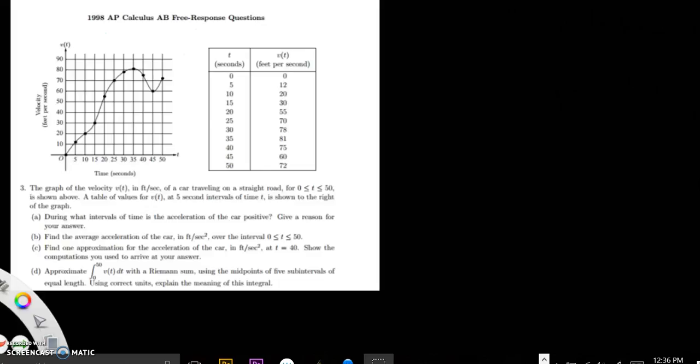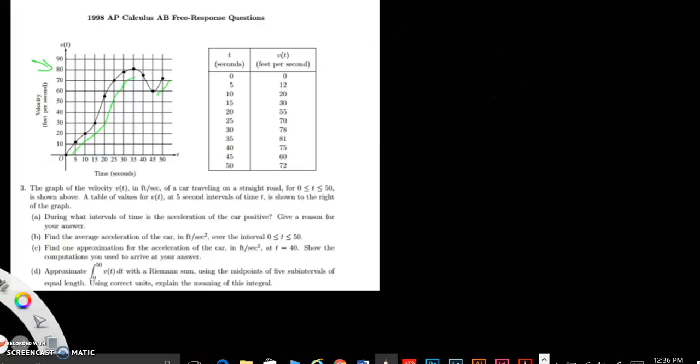Since we have the graph of velocity, we are basically looking to see where this graph is increasing, because if v prime is greater than 0, then it's increasing, right? So we have two places. It's increasing from here and also here.